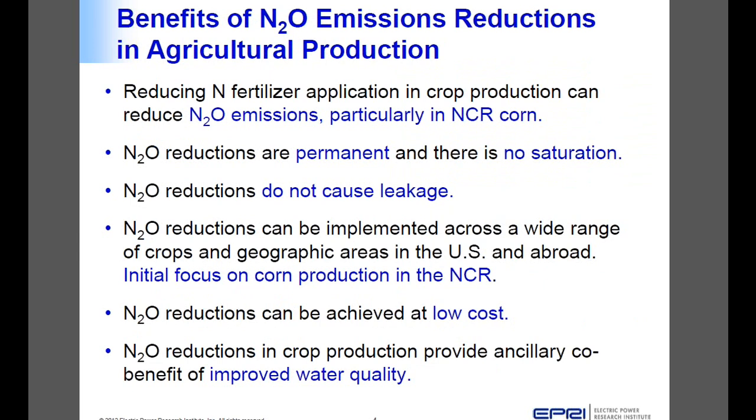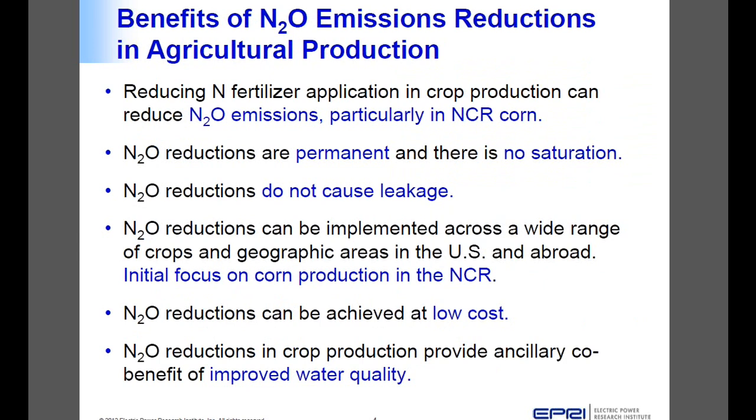A nice thing about nitrous oxide emission reductions in agriculture is that they're permanent and there's no saturation. Permanence, as many of you know, is a problem for other types of offsets in ALM categories as well as in forestry, where for whatever reason emissions can be reintroduced into the atmosphere after a project is completed. In contrast, by reducing fertilizer use, the N2O emissions that would have occurred are permanently avoided. They take place immediately when the fertilizer is not used, and there's no saturation, meaning they can be done over time, over and over again.